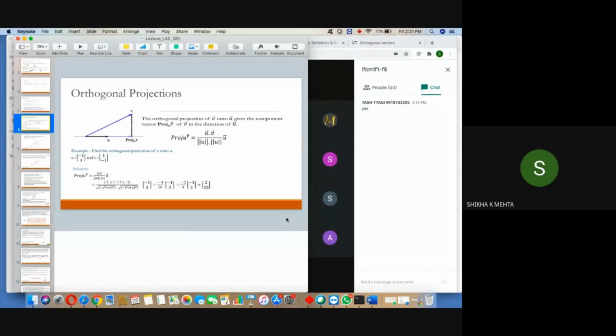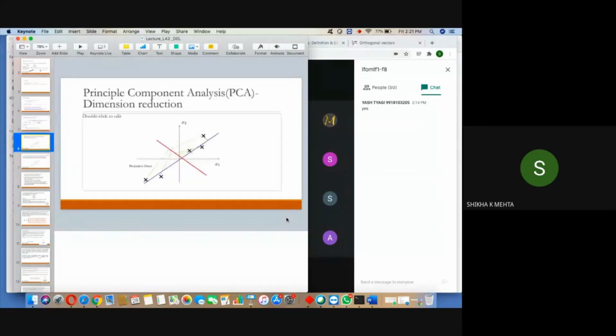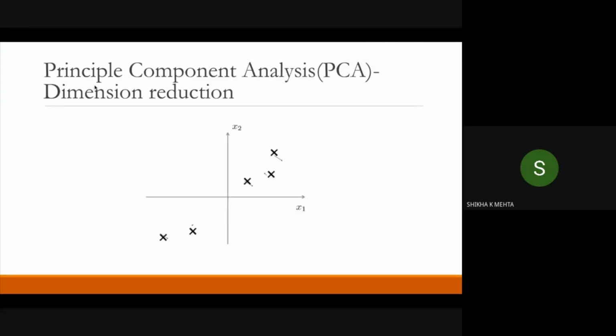These orthogonal projections are used in various machine learning algorithms, like the unsupervised machine learning algorithm principal component analysis. This is part of your syllabus also, and we'll be doing it later. But I'm trying to make you understand the concept, because principal component analysis is used for dimension reduction. Let's say here we are working in two dimensions.